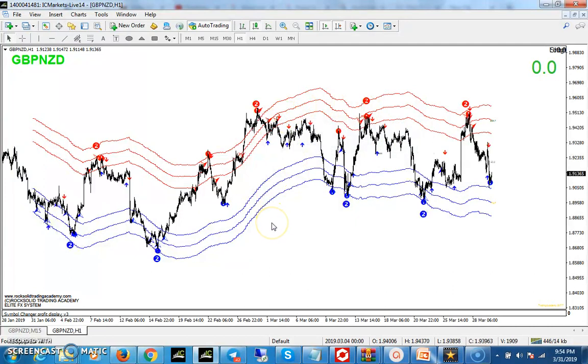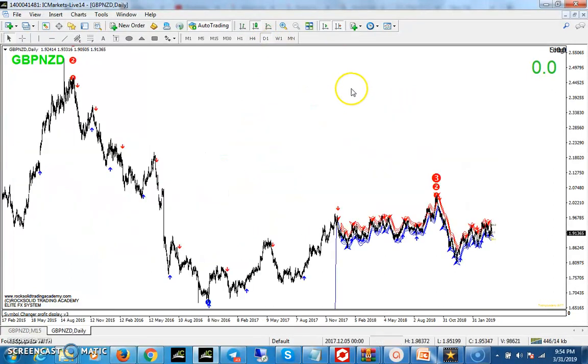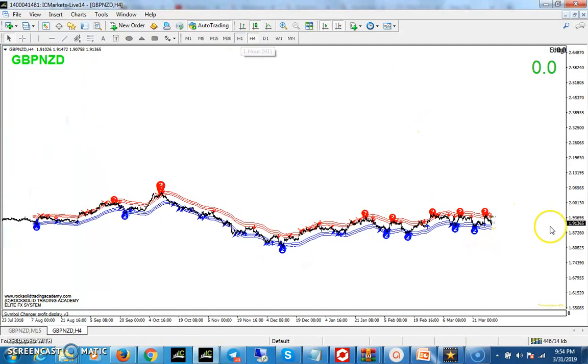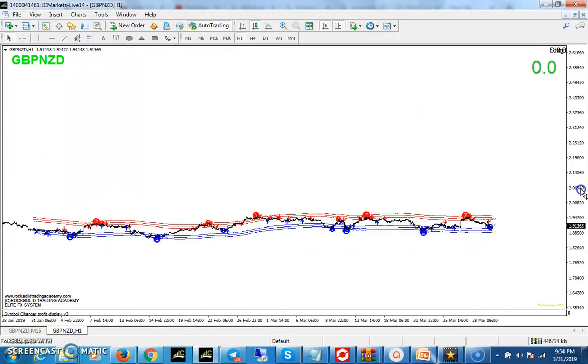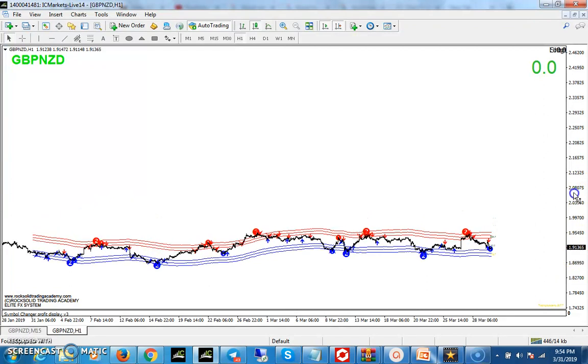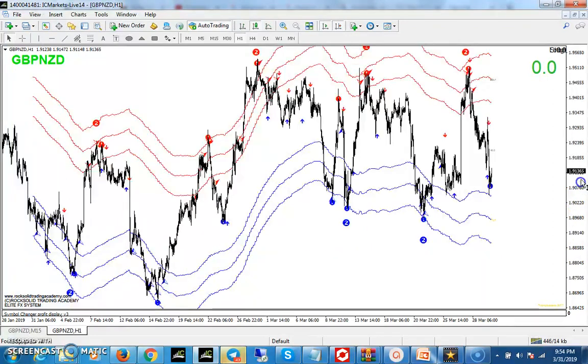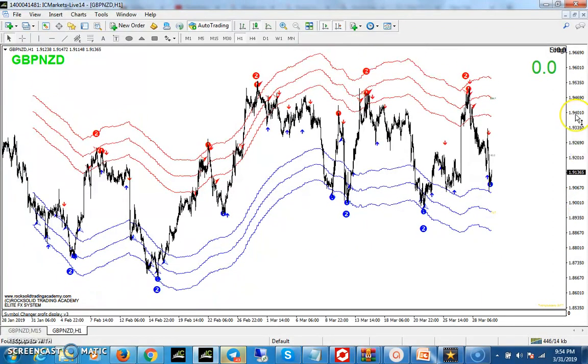Another thing you need to take note of is that it is necessary for you to always check the data for accurate data. So for each pair, you make a decision, go to the D1, move to H4, and then you finally move to H1. H1 is our entry time frame. Don't bother to move below H1, because this template actually is a swing template, an intraday swing template.